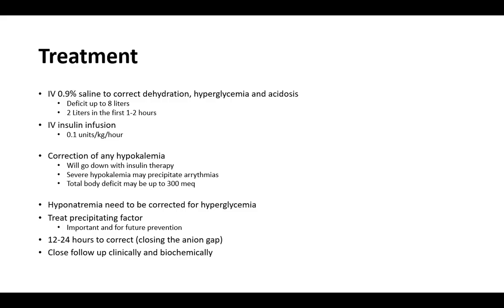Remember this, all your career, people in the back, all your career. Low sodium, look for the sugar. If the sugar is too high, you have to correct for the high sugar. And MedCalc can calculate this for you. So don't call it hyponatremia without ruling out hyperglycemia in patients with diabetes. And always treat the precipitating factors, and 12 to 24 hours to correct usually the anion gap. Patients are out of DKA usually within 12 hours to 1 day.